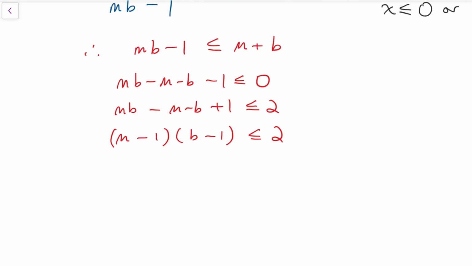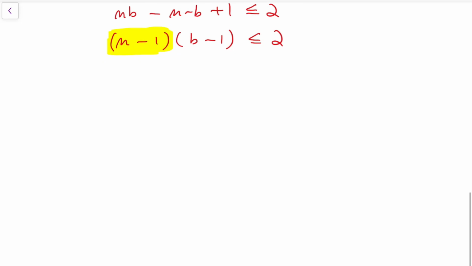The first case would be that if this m minus 1 is non-negative, then that means the whole product, as b has been assumed to be larger than 1, is non-negative. So given it's non-negative and less than or equal to 2, there are very few cases.